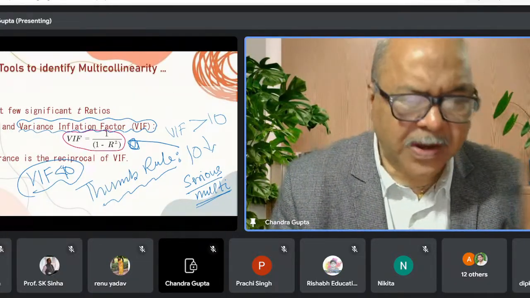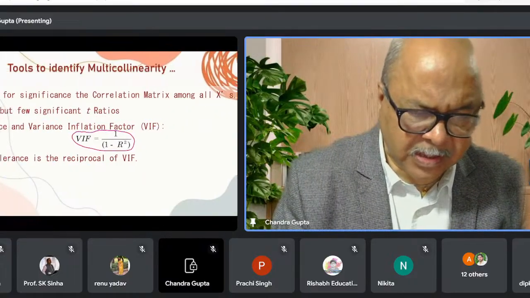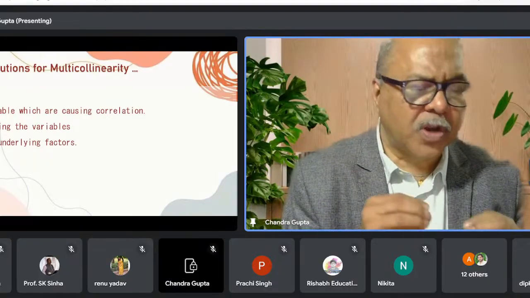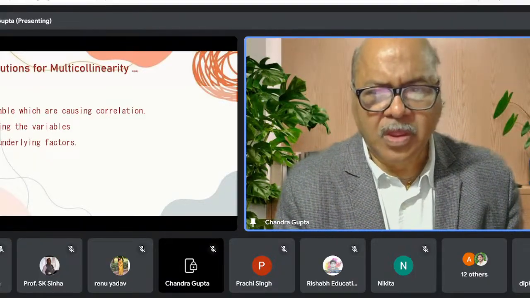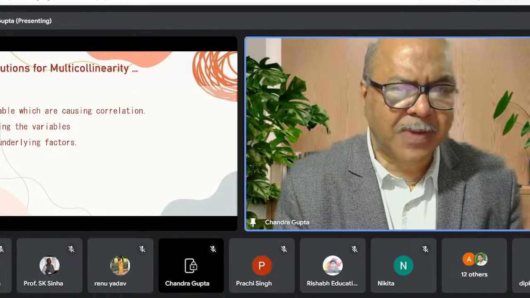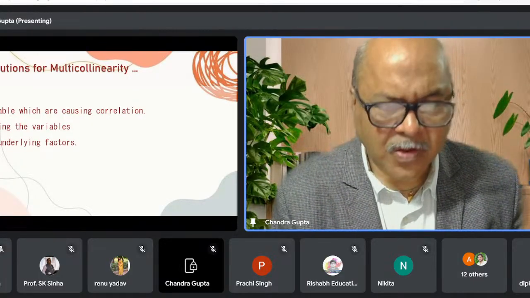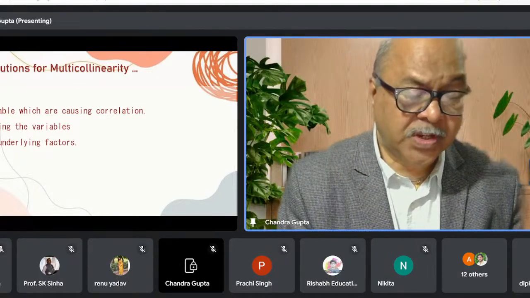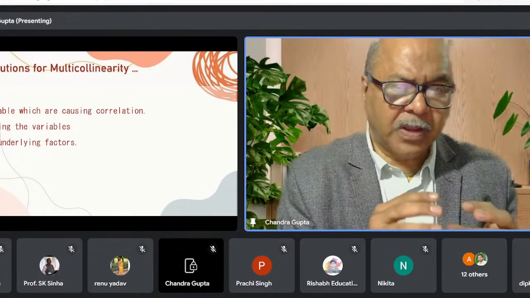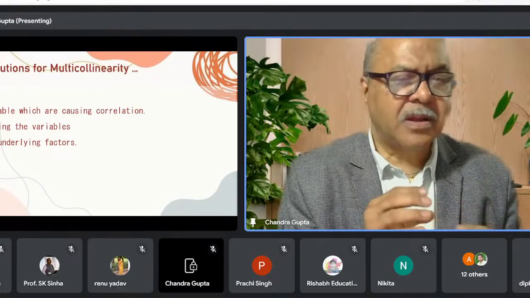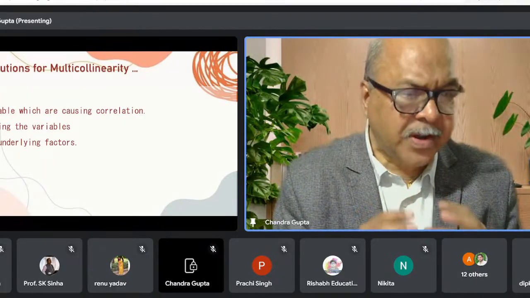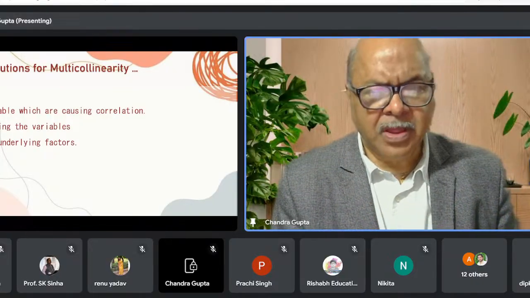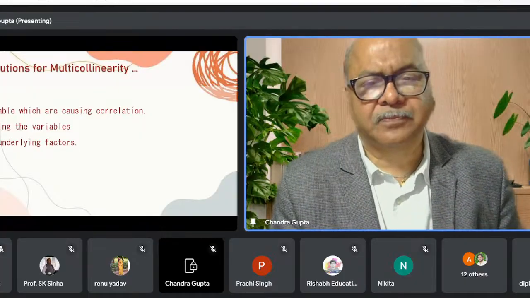And if a multicollinearity problem exists, the question arises: what is the solution? If your purpose is only prediction, ignore it. You may drop the variable which is creating the multicollinearity problem, or you may transform the variables, or you can identify some underlying factors which are independent of each other, do not create a linear relation between them, and do not have the multicollinearity problem.